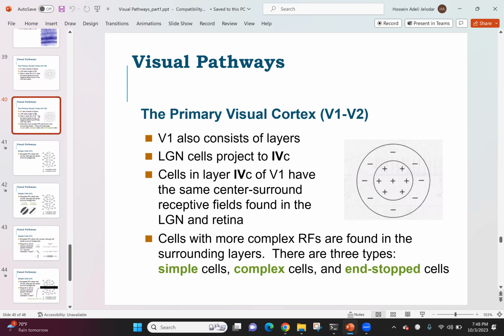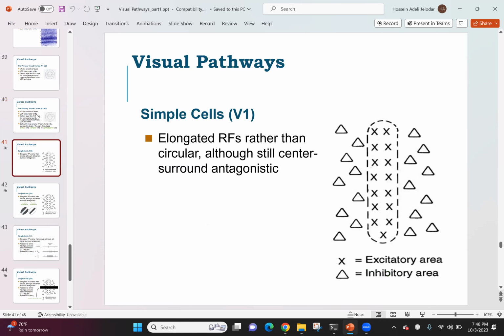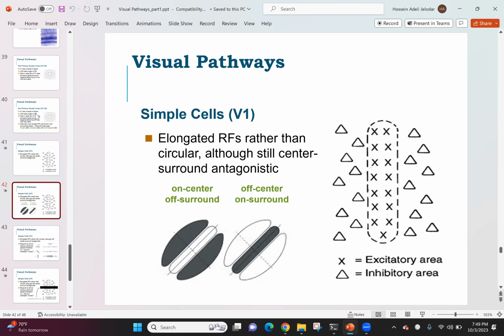Cells with more complex receptive fields are found in V1, but in the surrounding area. So it's not in layer 4C, but we have what we call simple cells, complex cells, and end-stopped cells. You saw examples of the simple cells already, right? This is an example that I use. This is what a simple cell is, and it is in V1. We saw from that video how it responds to a specific orientation of light.